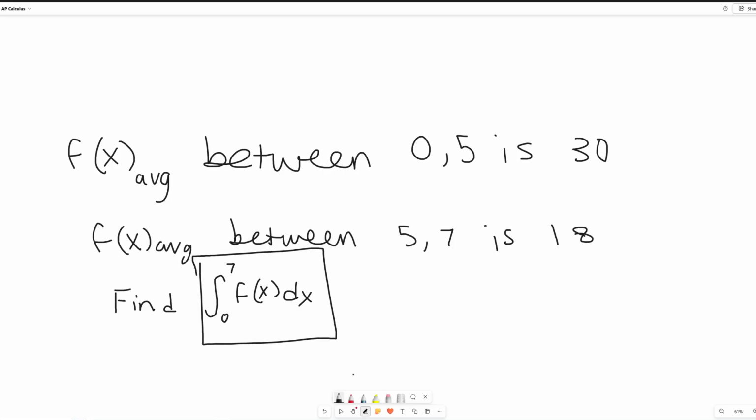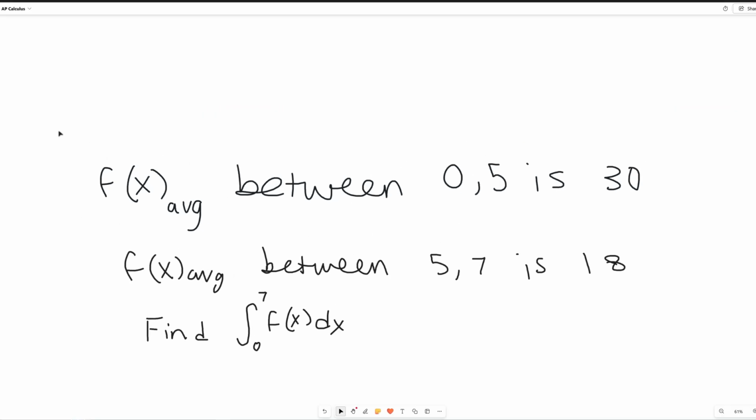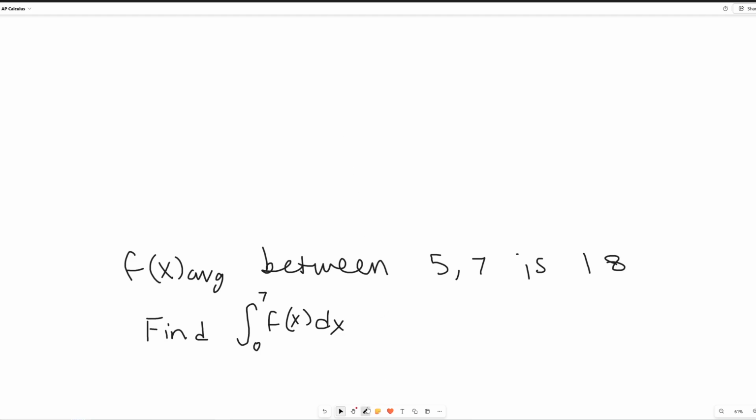All right, how do we do this? Well, let's just translate these into function forms. So the average value between 0 and 5 is 30. Cool. What does that mean? That means 1/5 times the integral of 0 to 5 f of x is 30.